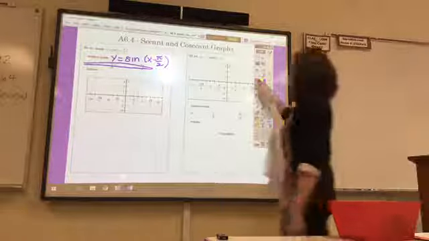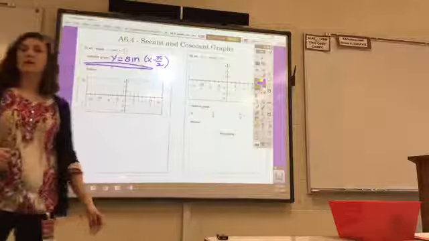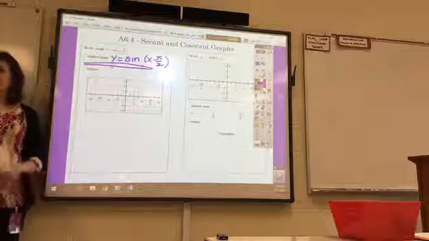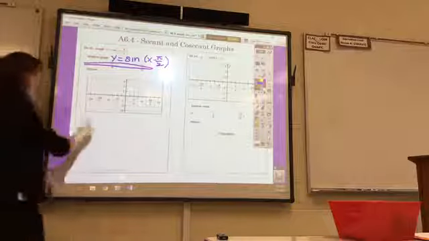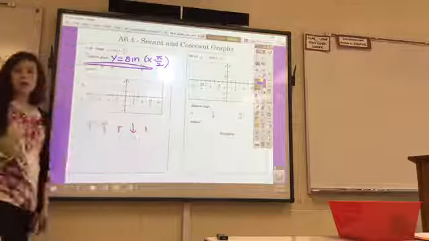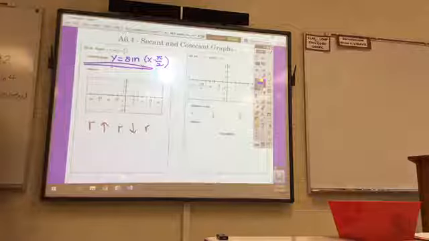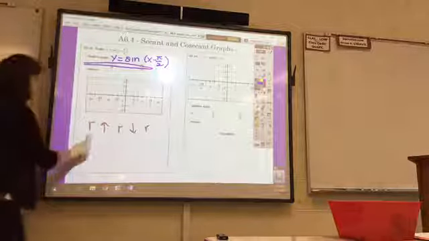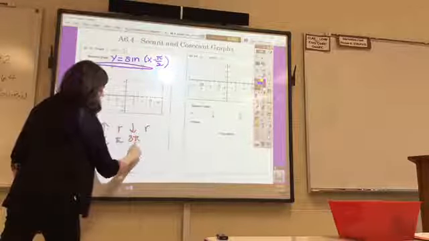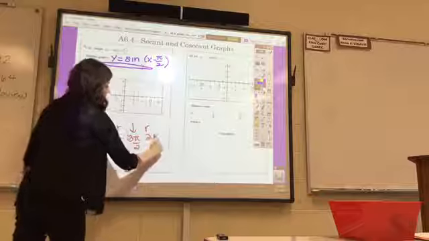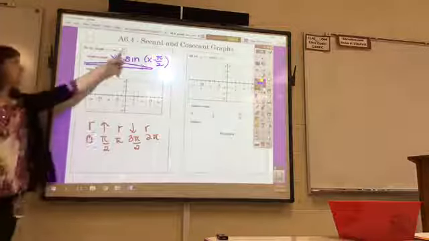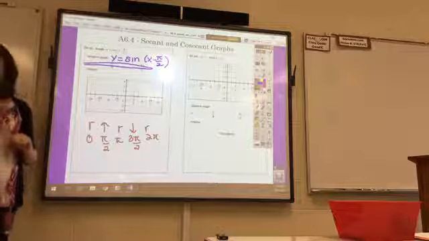Okay. So, what is the pattern for sine? The pattern for sine is root, up, root, down, root. 0, pi over 2, pi, 3 pi over 2, 2 pi. What are we going to do to each one of these? Add pi over 2. Yes, exactly.